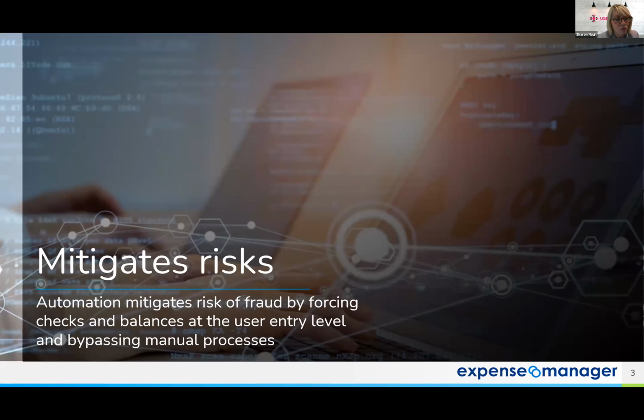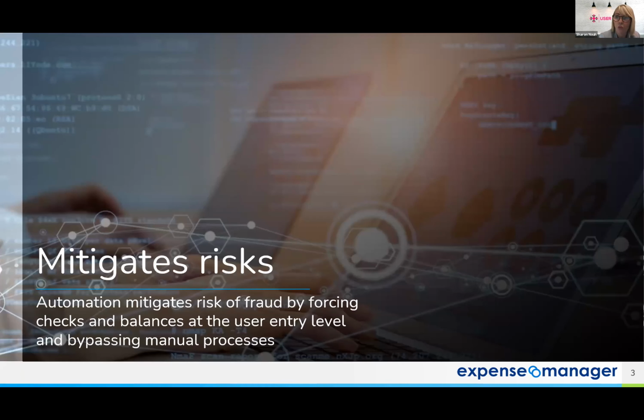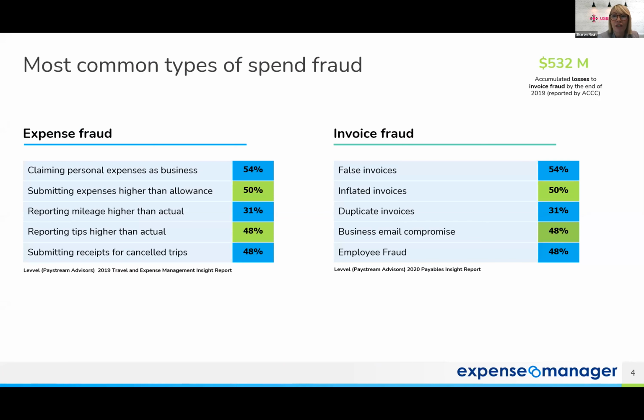So if we look at mitigating risks, fraud is one of the most common problems in accounts payable, and AP is the most vulnerable area within a business for illegal activity. Automation mitigates this by forcing the checks and balances at the user entry level, and also by entirely eliminating manual processes. If we look at fraud control around expenses, fraud today is big business.